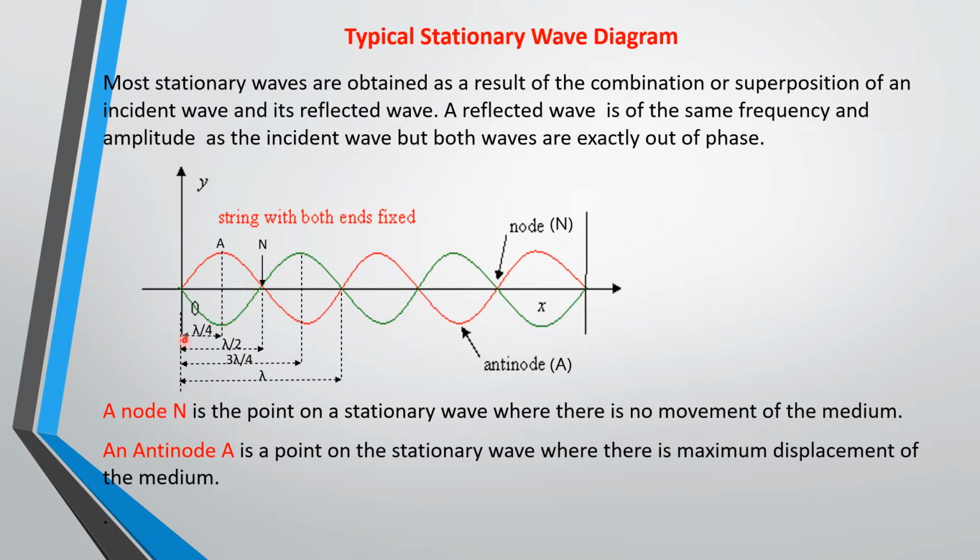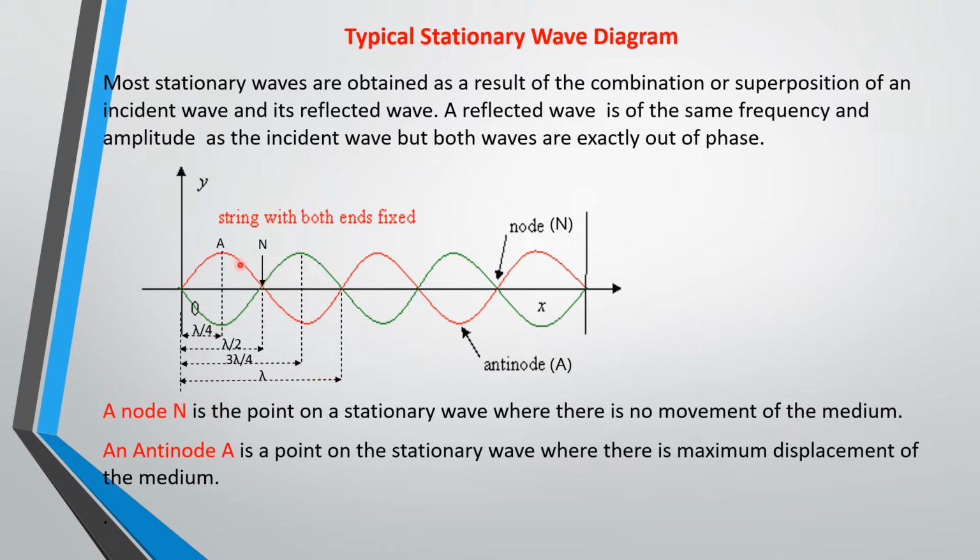Now the distance between the vertical axis of projection and an antinode is equal to 1/4 of a wavelength, while the distance between the vertical axis and the node is half of a wavelength. Okay, so this is what you have, and as I said, you have a node and an antinode.